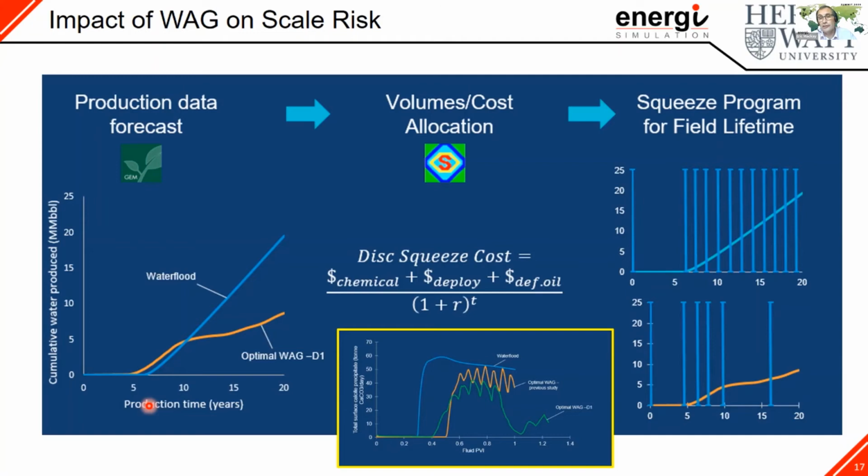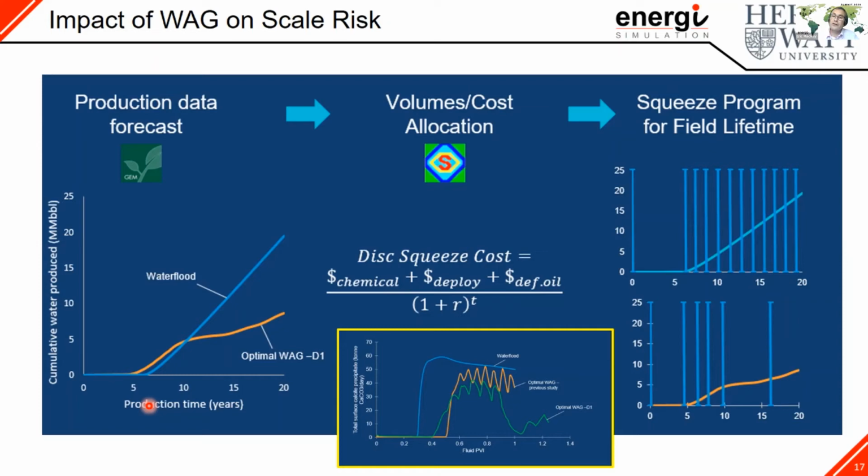With the WAG system, we can actually cut down the number of squeeze treatments. In this particular case, there might be 5 or perhaps 6 if we have a preemptive squeeze treatment right at the start of production. So that's always going to reduce the cost.